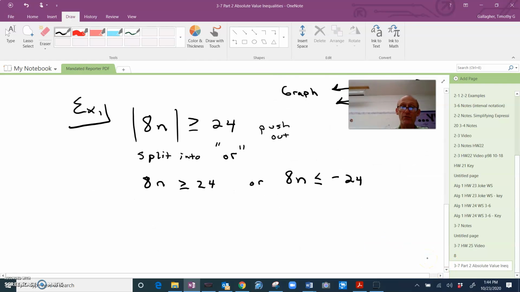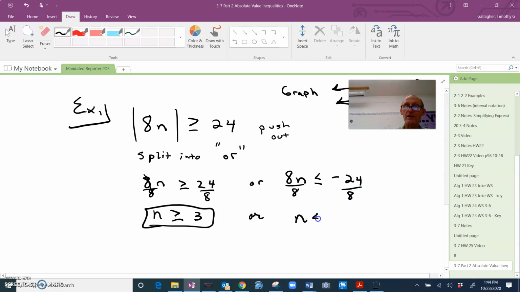Now we got to solve both of these, so I divide both sides by 8, and I get n greater than or equal to 3, or divide by 8, n less than or equal to negative 3. Okay?